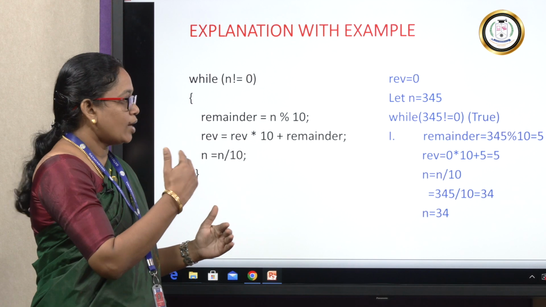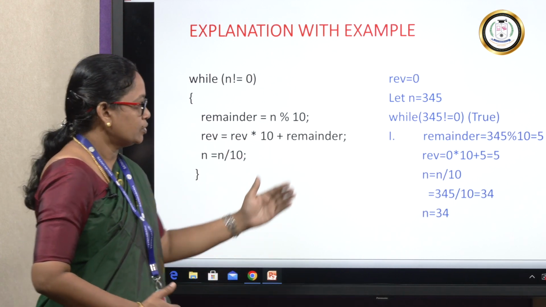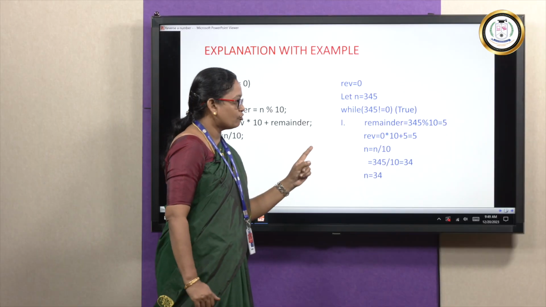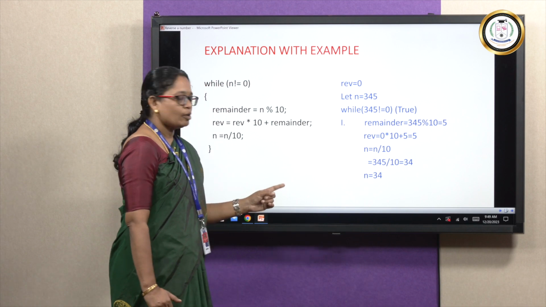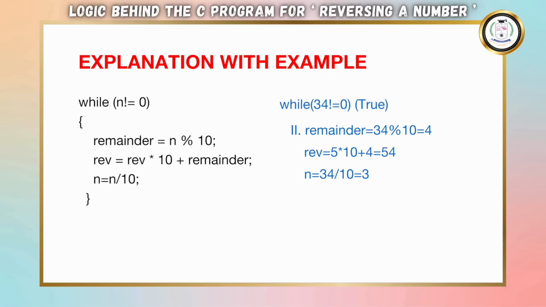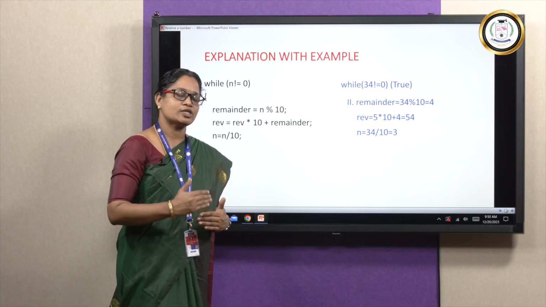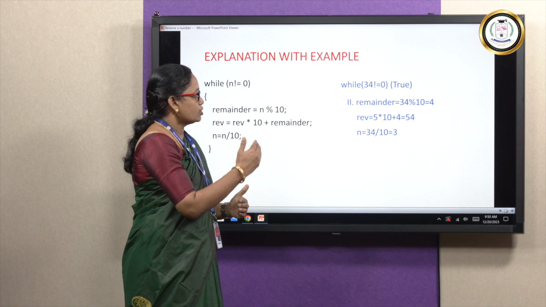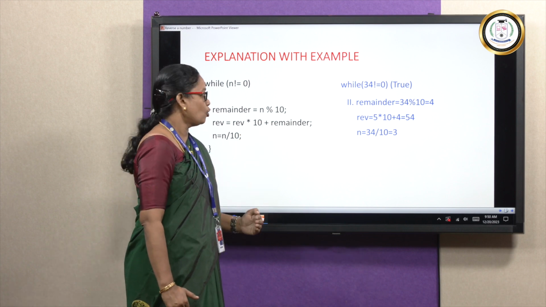Now the while loop is executed once. At the end of the first iteration, these are the results. The value of remainder is 5, the value of reverse is 5 and the value of n is 34. Again the while condition is checked. While 34 not equal to 0. So 34 not equal to 0 is also a true condition. So since the condition is true, it executes the steps inside the while loop.